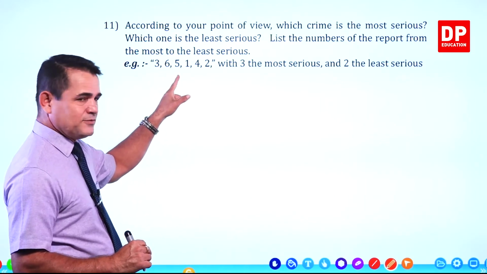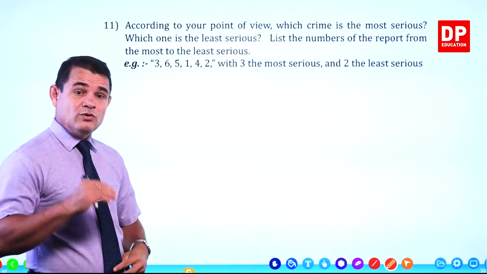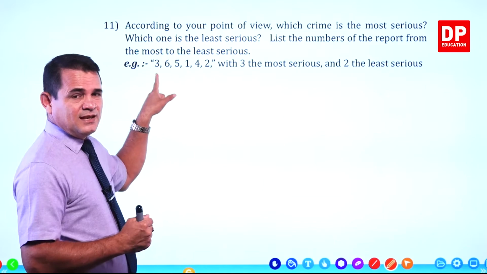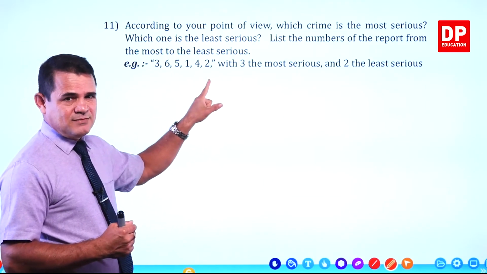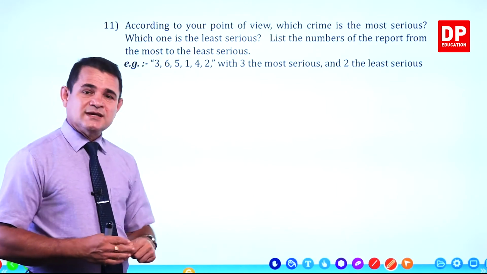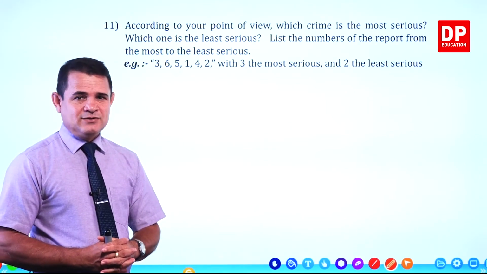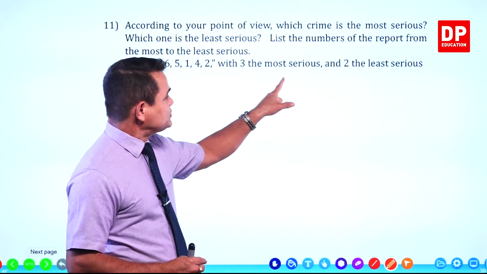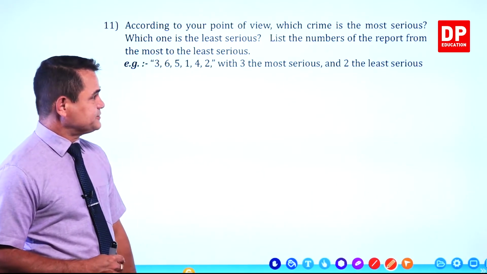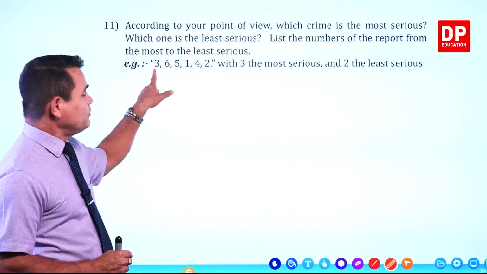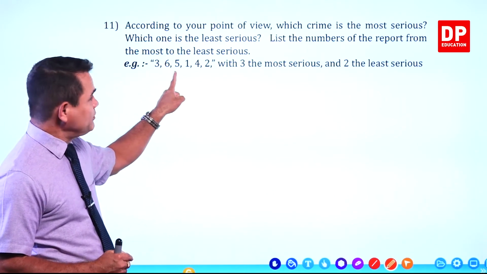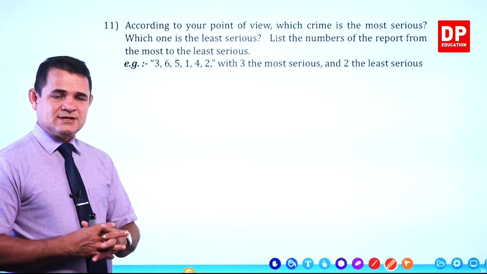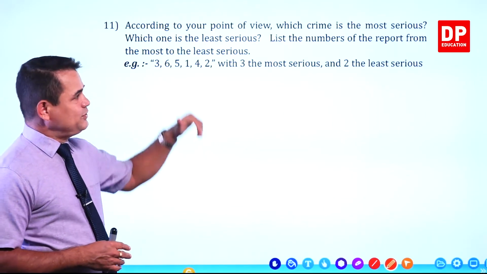Example 3, 6, 5. If you think number 3 is the most serious, then you put number 3 first, and the next one number 6. You can put them like that. So this is an example. You can put the numbers as you feel. Write 3 the most serious and 2 the least serious. So this is an example. So as you discussed and as you feel, put them in order.